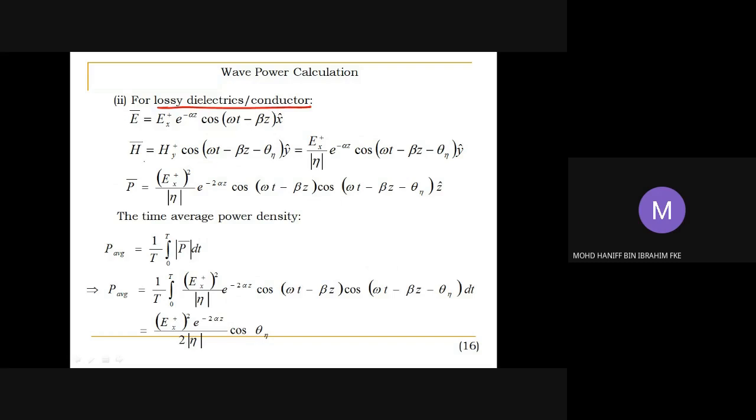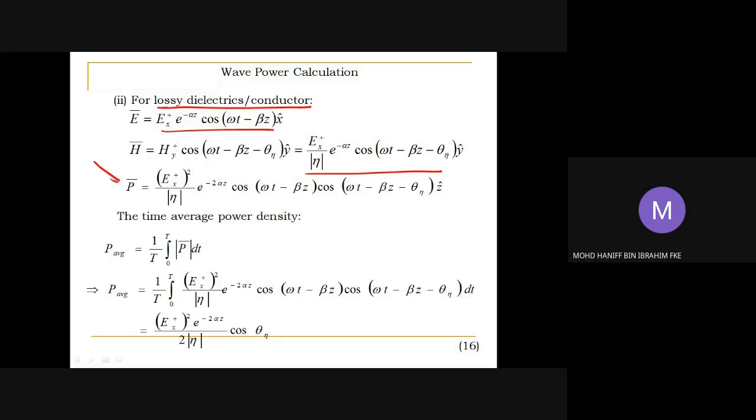We have learned that the E field can be written like this, with the exponential term of negative alpha Z, and also the beta Z for the phase. The H field is written as H positive cosine of omega t minus beta Z minus theta, in the direction of Y. Theta is the impedance angle. For a good conductor, theta will be 45 degrees. That is the relationship between E and H.